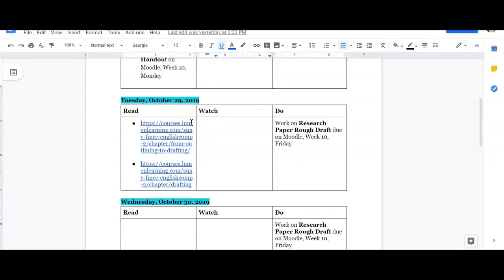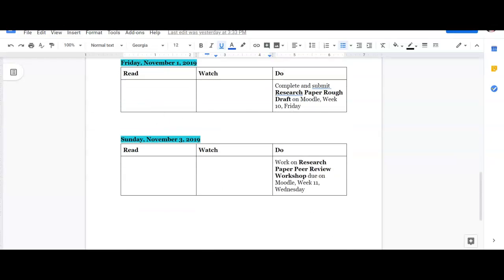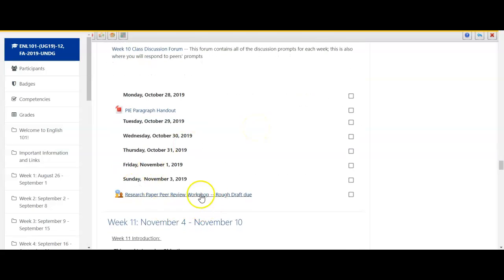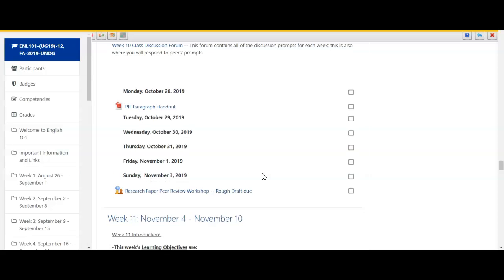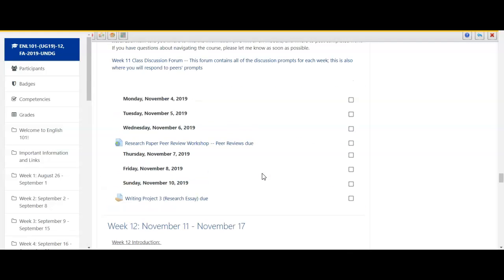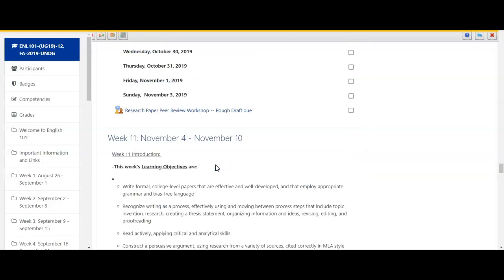The other thing that you're working on for this week is your rough draft, which will be due on Friday. This should be a complete working draft, and we will workshop it just as we did with the previous essay to give you some feedback as you are working on polishing and revising your draft for the final due date, which is coming up in week 11, and it is due on Sunday, November 10th.